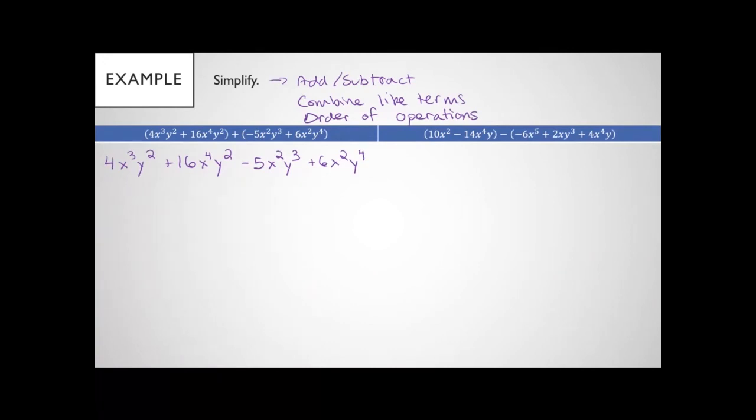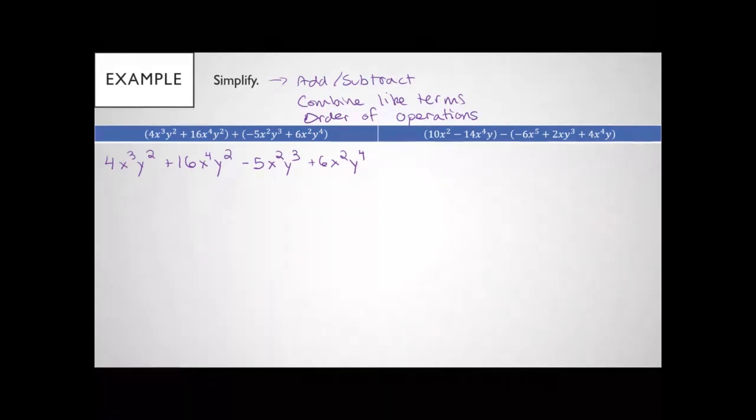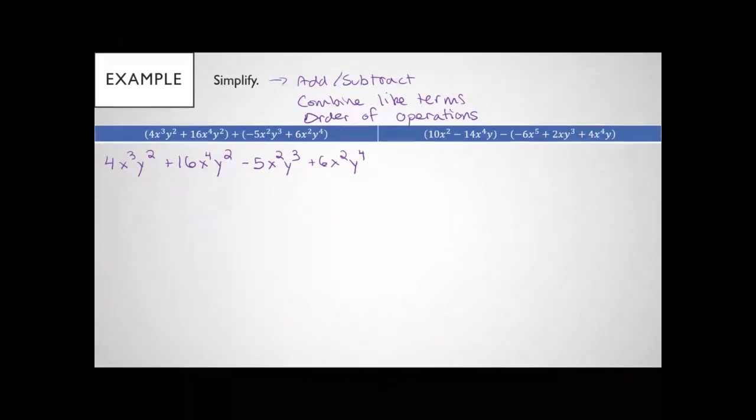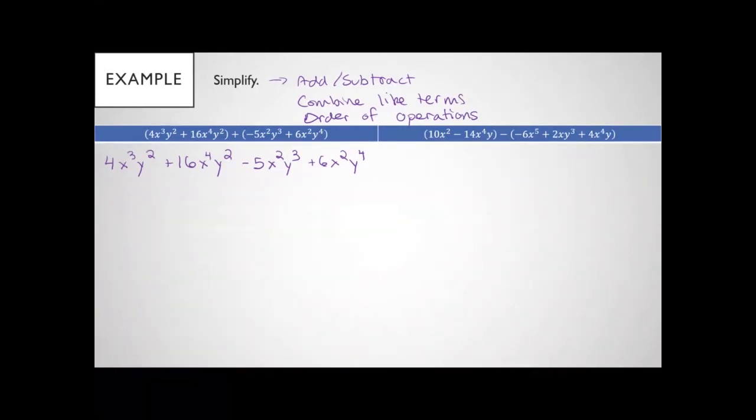So when we're looking for like terms, we need to have the same variables. If it has an x and a y, then a like term also has an x and a y. They also have the same exponents. I said that we usually go from the highest exponent to the lowest. Well, we've got multiple exponents here, so it might be helpful to figure out the degree of each term so we know what we're looking at. The degree is found by adding the exponents together. So our first term has degree 5.